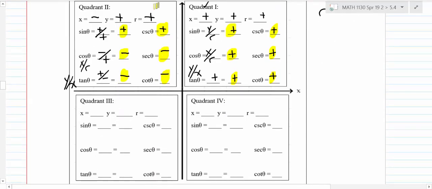If you go to quadrant 3, remember you have a point over here. X is negative, y is negative. R is always positive. So you do the same kind of thought process.